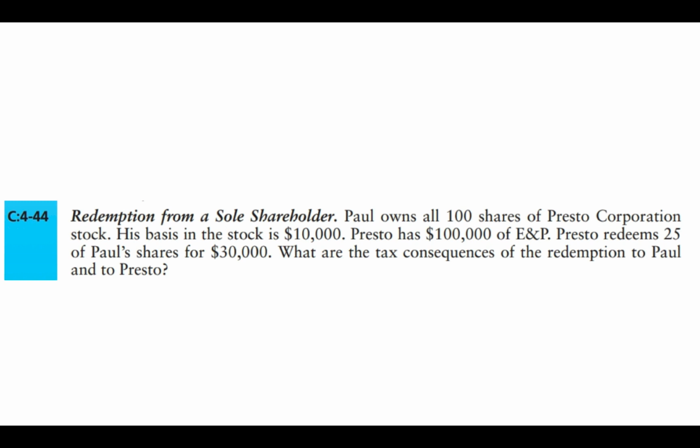They paid $30,000 for those shares. So the dividend is going to be valued at $30,000. He's going to have $30,000 of dividend income. His basis in the stock is $10,000. It's going to still be $10,000.